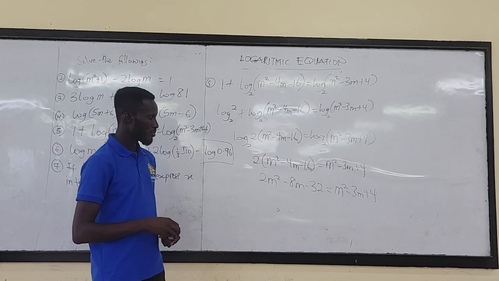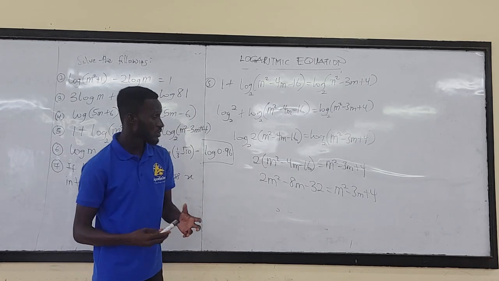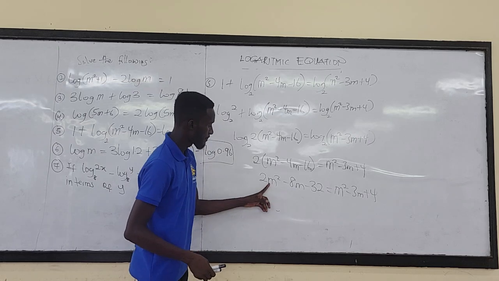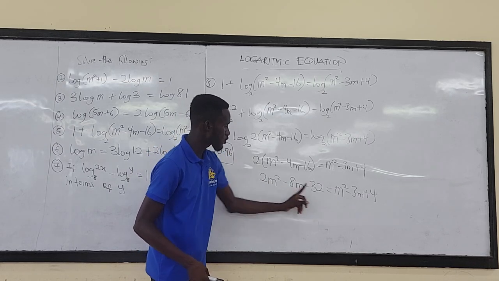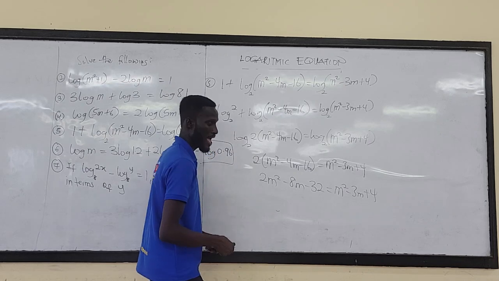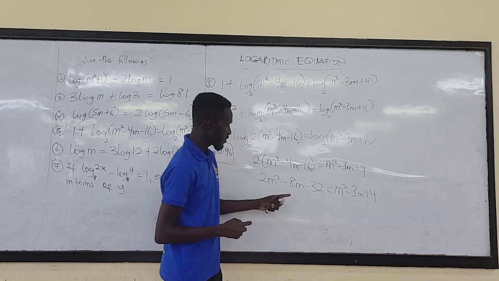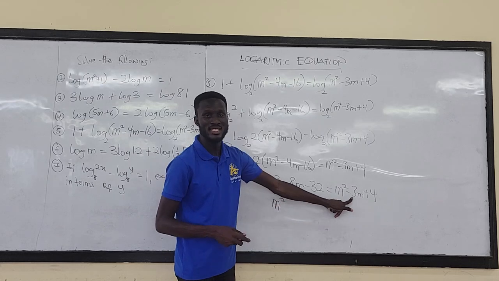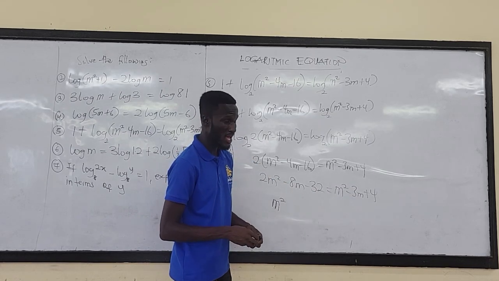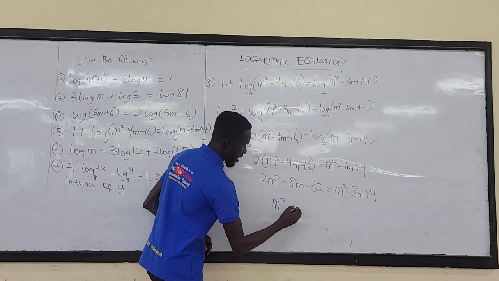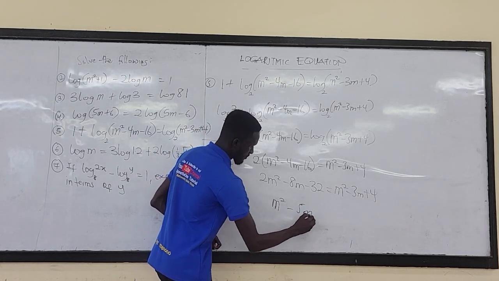Now at this particular point, we have to group like terms. It depends on how I want to group them. This one is 2m squared, and when this one comes across, it becomes minus. So we have 2m squared minus m squared, and we are going to get m squared here. Now this one is minus 8m, and when the other one comes across it becomes positive, so minus 8m plus 3m. We are going to get minus 5m.